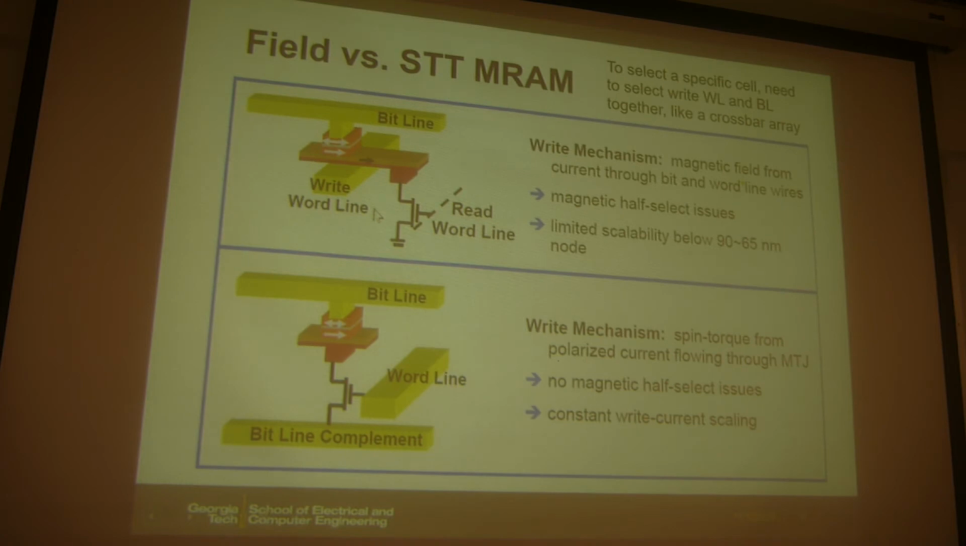Okay, so let's talk about what's the difference between this field toggle MRAM and this STT MRAM. So the difference is the way you write the cell. So that is how you change the orientation. So in the field MRAM, this is a typical structure. You do have a transistor as a selection device, and then you have this bit line, and then there is a write word line and read word line separate. Okay. So this write word line is placed directly underneath the MTJ structure. Of course, there is a gap here by isolation.